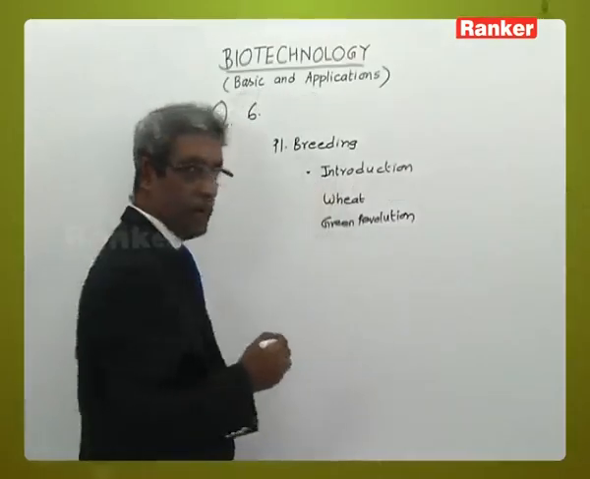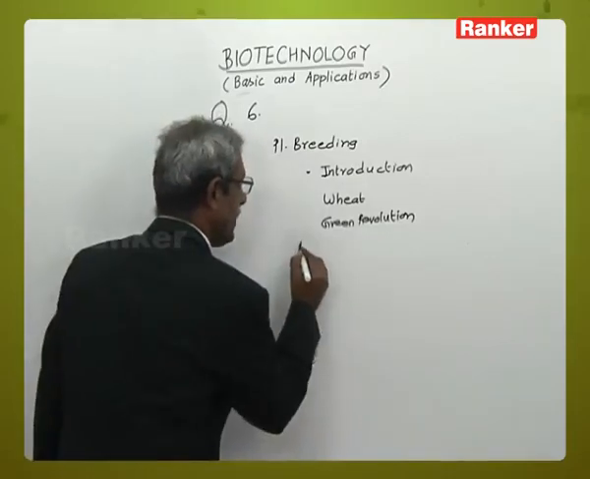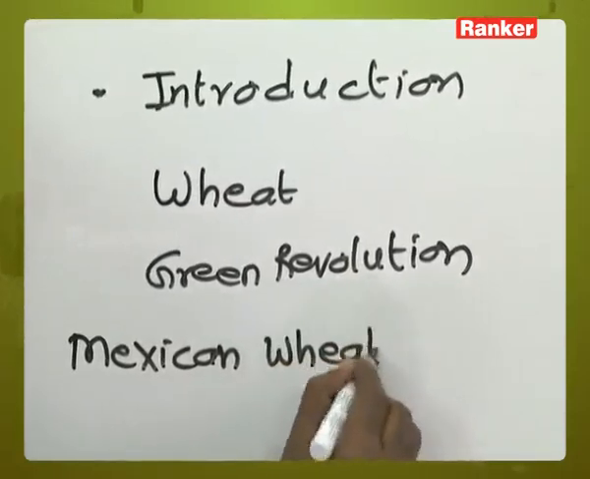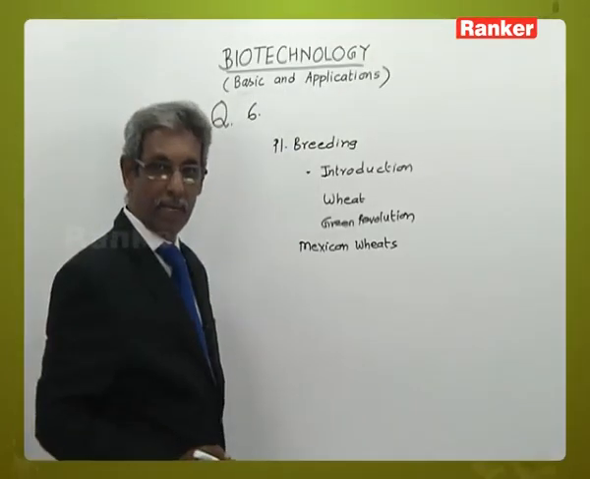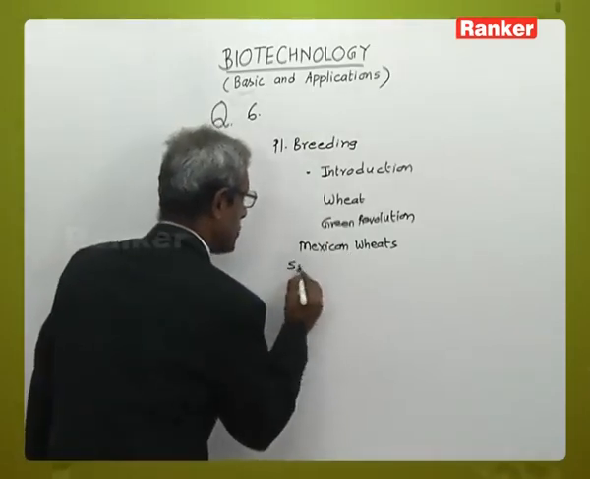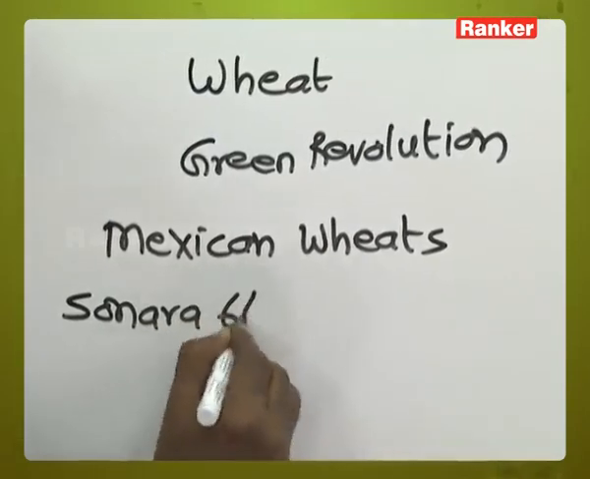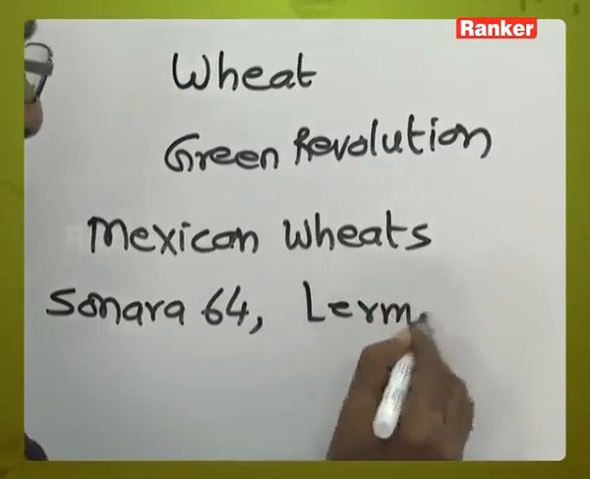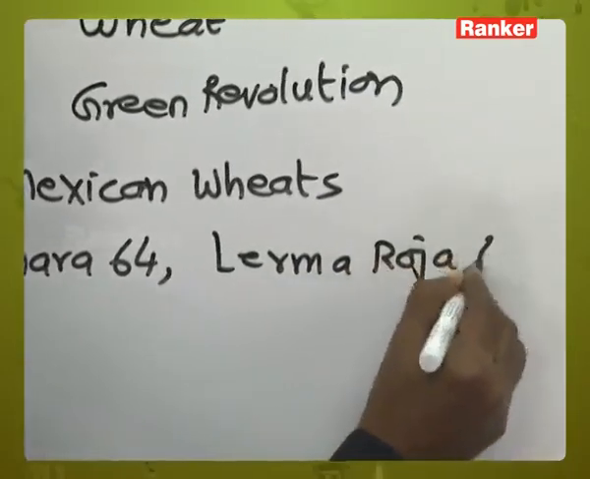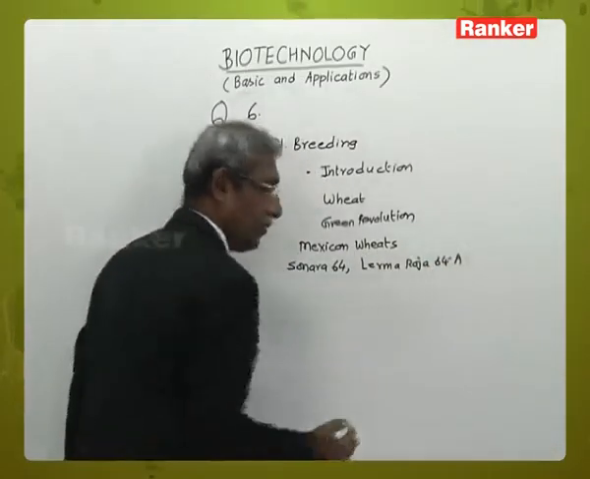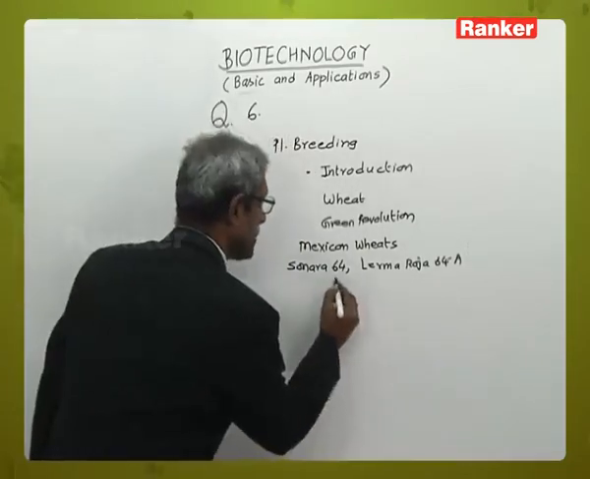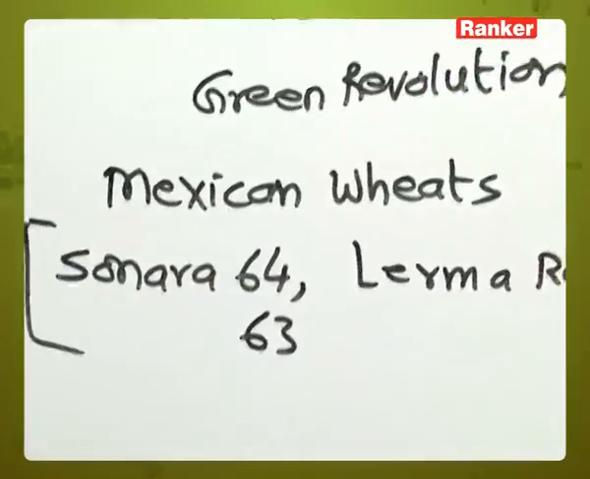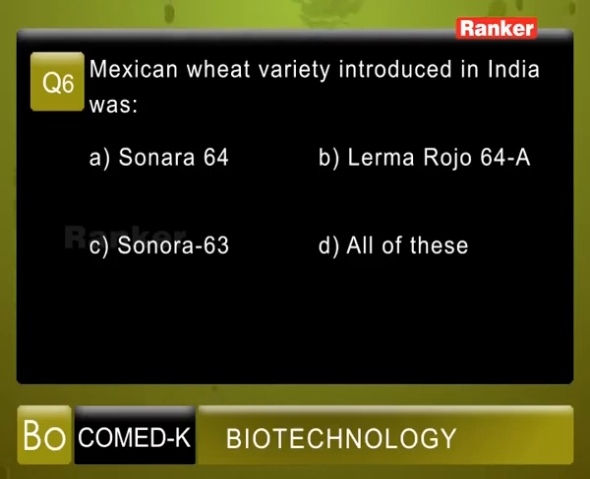So while we are dealing with introduction, common varieties which have been introduced are the Mexican wheats. And when you take the Mexican wheats, the common ones are Sonora 64, as well as Lerma Roja 64A and also Sonora 63. So all these are examples of introduced varieties in our country. Hence the right answer is D.